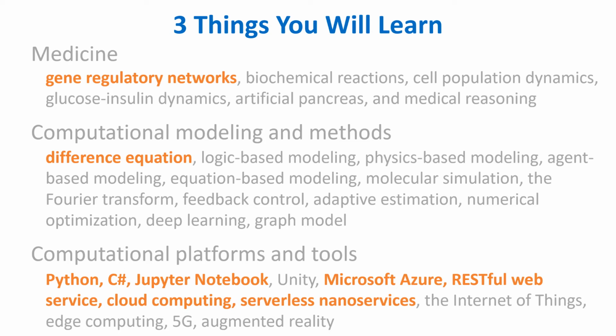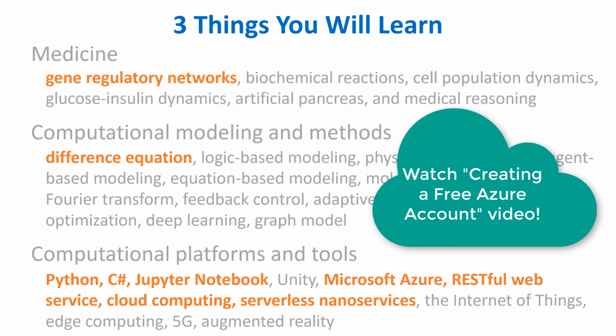In this tutorial, we will simulate the dynamics of a simple two-gene regulatory network using a function nanoservice. The related course materials are shown in orange in the slide. In case you do not have a Microsoft Azure account, please watch Creating a Free Azure Account in the playlist.